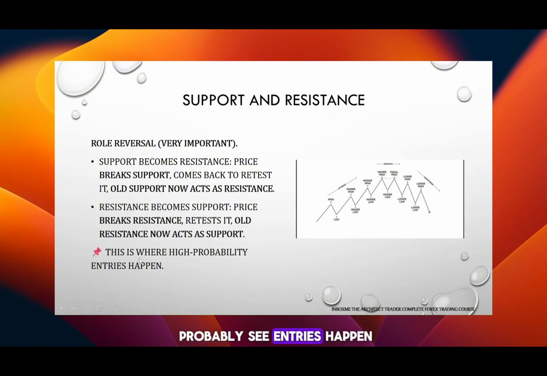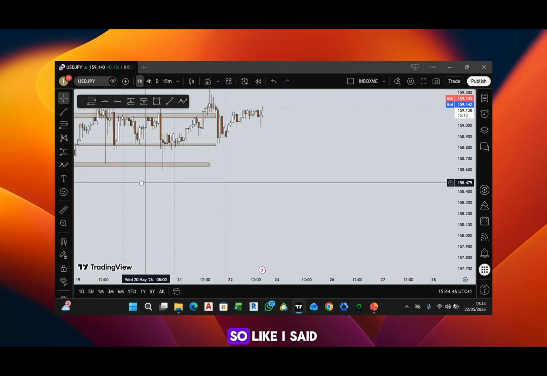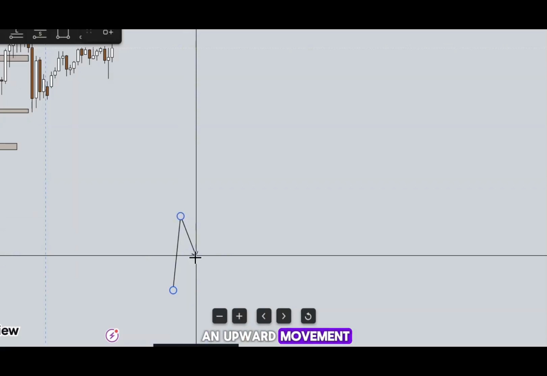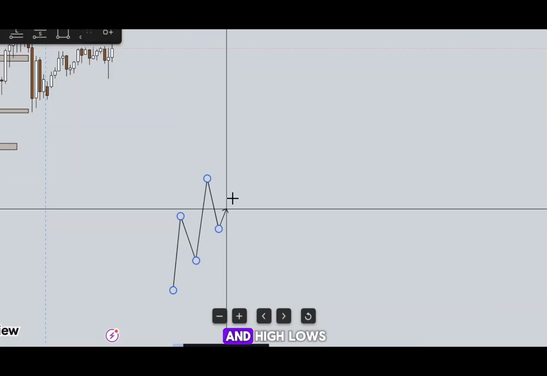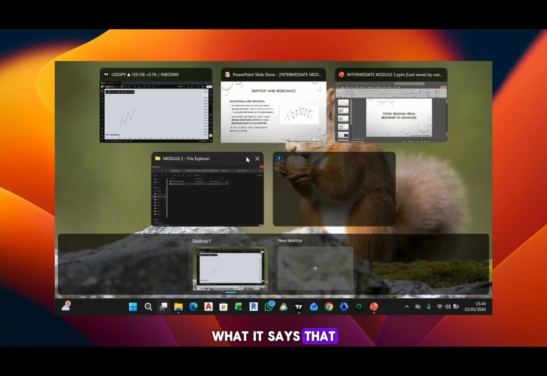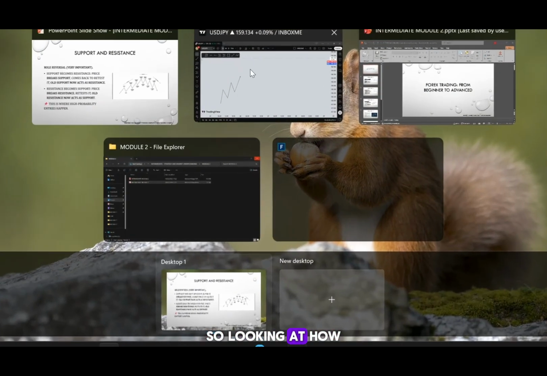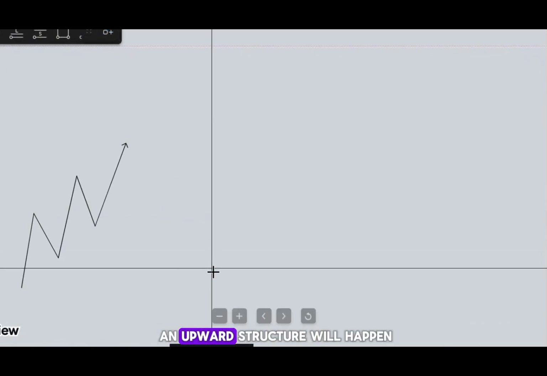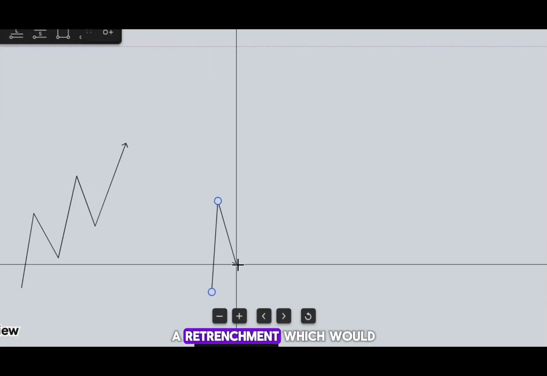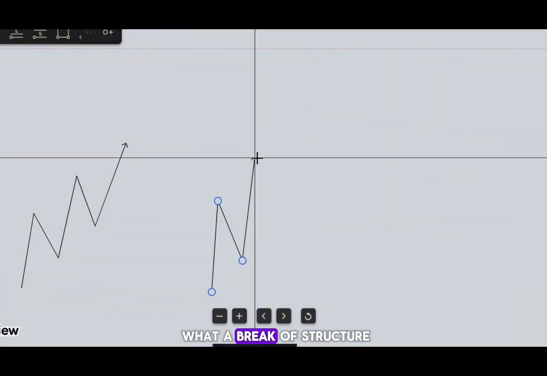This is where high probability entries happen. That is how I explain the market structure and how you can find your entries. Like I said, it's dealing with market structure. Market structure in an upward movement has building blocks of higher highs and higher lows. Remember it says this is where high probability entries happen. Looking at how an upward structure will happen, we wanted to see a low to a high, then a retracement, which should eventually become a higher low. Then we want to see a break of structure.